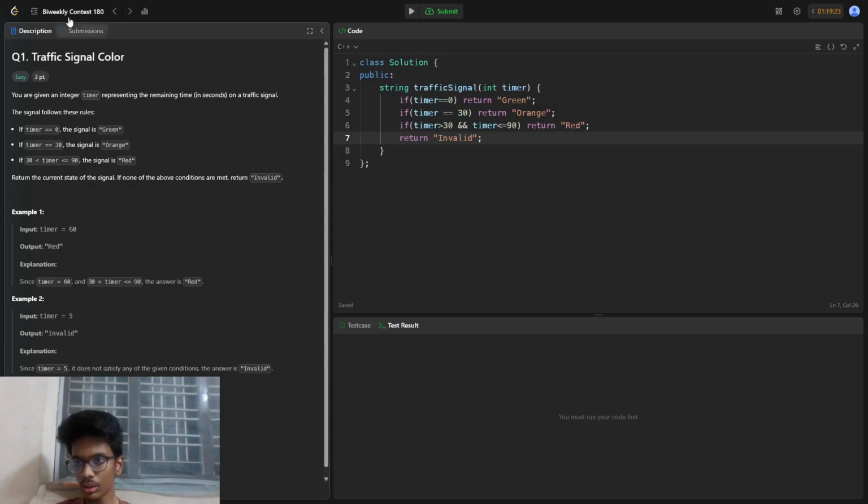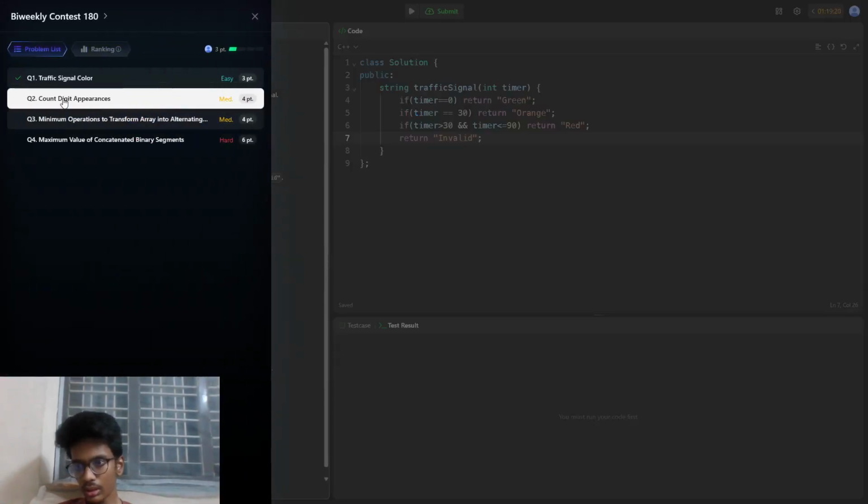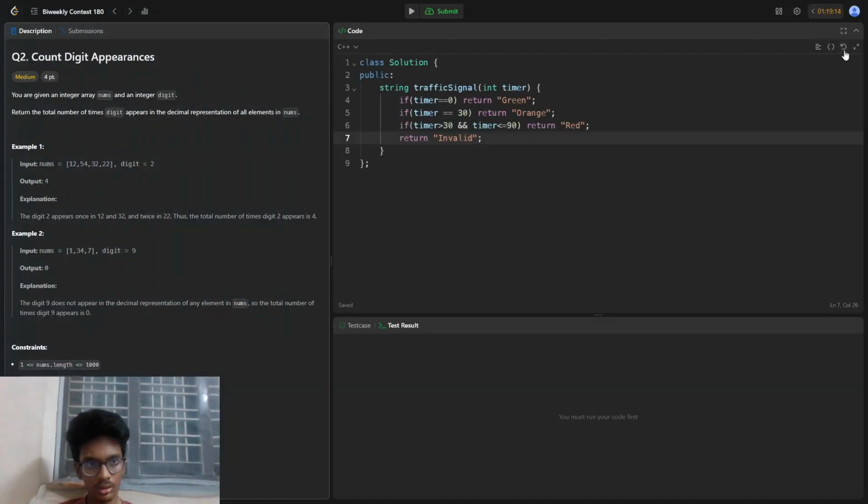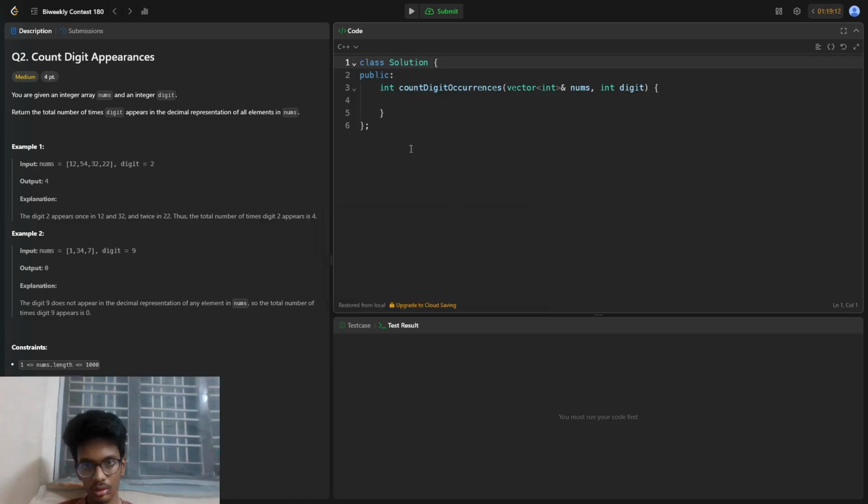Today the contest feels slow. Even though I click stuff, it's not working. Is LeetCode glitching or what? Every time I should press this reset code button to get the template.